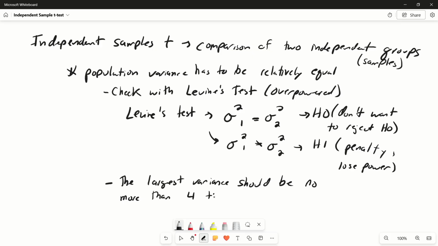And you only have 2 estimates, right? You have a sample variance from group 1 and you have a sample variance from group 2, and you've got to compare them. The largest variance should be no more than 4 times the smaller. So if that's the case, then we fail to reject the null, which is what we want here, right? We want to fail to reject the null because the null says the variances are equal.